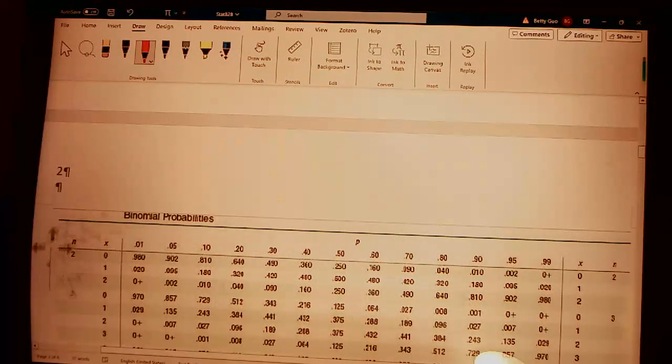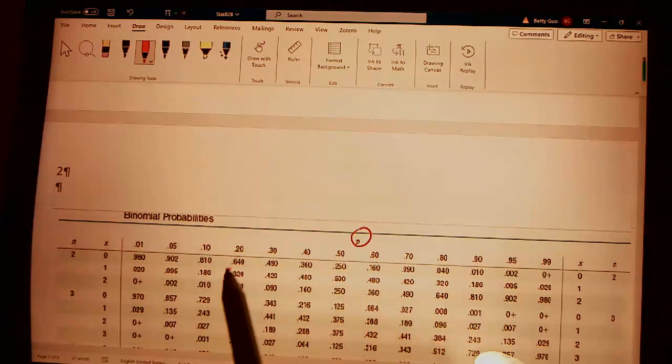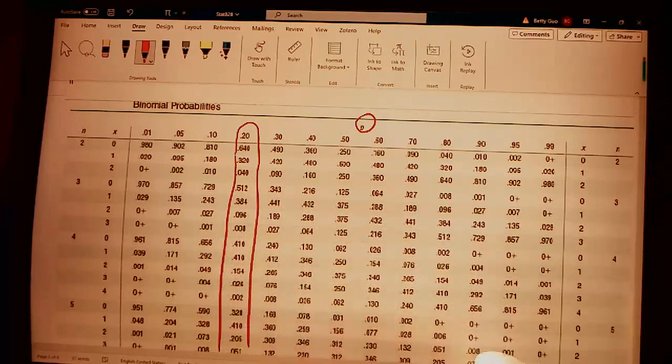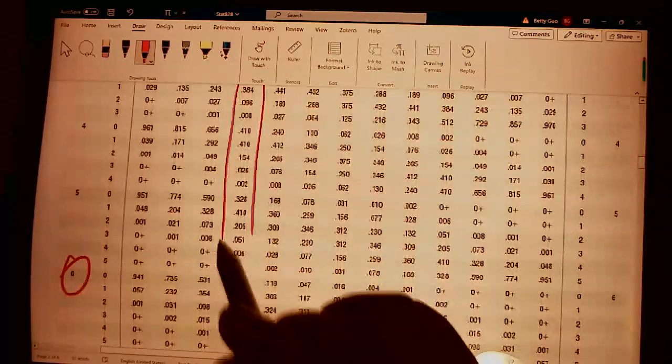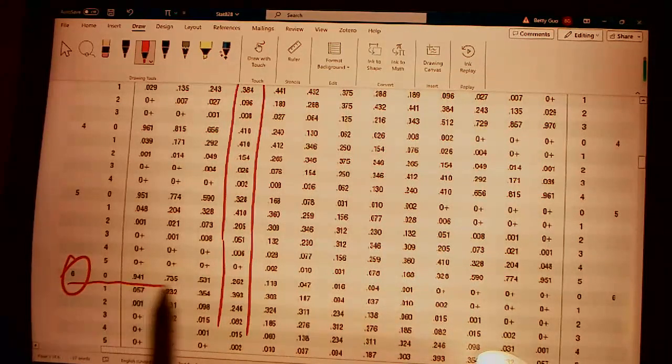The first row, across the screen, is the probability p. What is the value of p in our case? 0.2, exactly. You should be able to find the 0.2 right here. I'm going to highlight, like bubble, this column. This column has probability p equals 0.2.